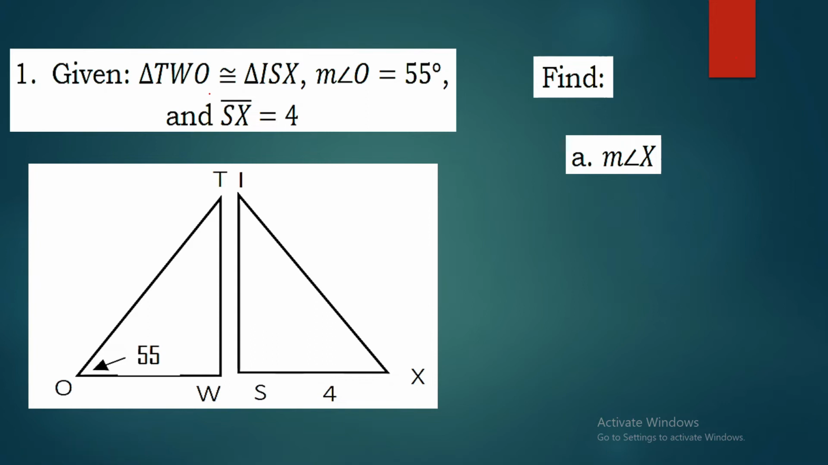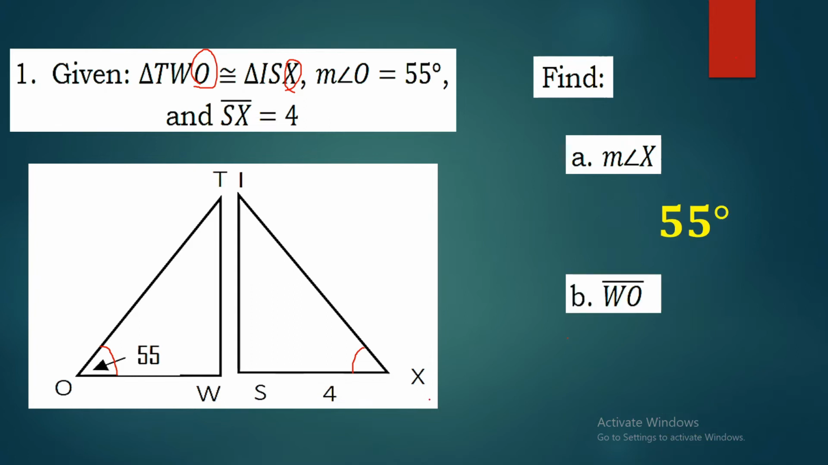Now, on the given name of those two congruent triangles, it is very evident that the angle that corresponds to angle X is angle O. So on the figure, this angle corresponds to this angle. That means the measurement of angle O is equal to the measurement of angle X. Now, since the measurement of angle O is equal to 55 degrees, then it follows that the measure of angle X is also 55 degrees.